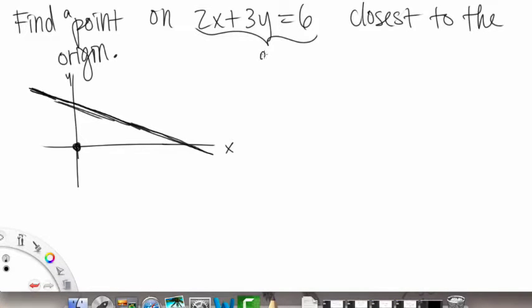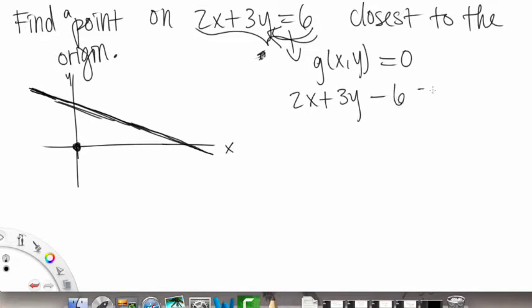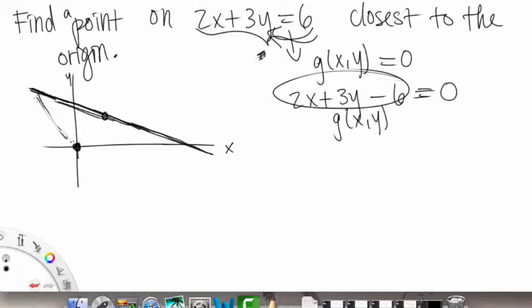So this is our g of x y, but it's not there yet because we want our g of x y to equal 0. So we're going to move that 6 over to the left side, and now we get 2x plus 3y minus 6 is equal to 0. Now formally, this is our constraint curve, because that's what we're restricted to move on. Our goal is to minimize the distance from the origin, so we want the closest point to the origin.